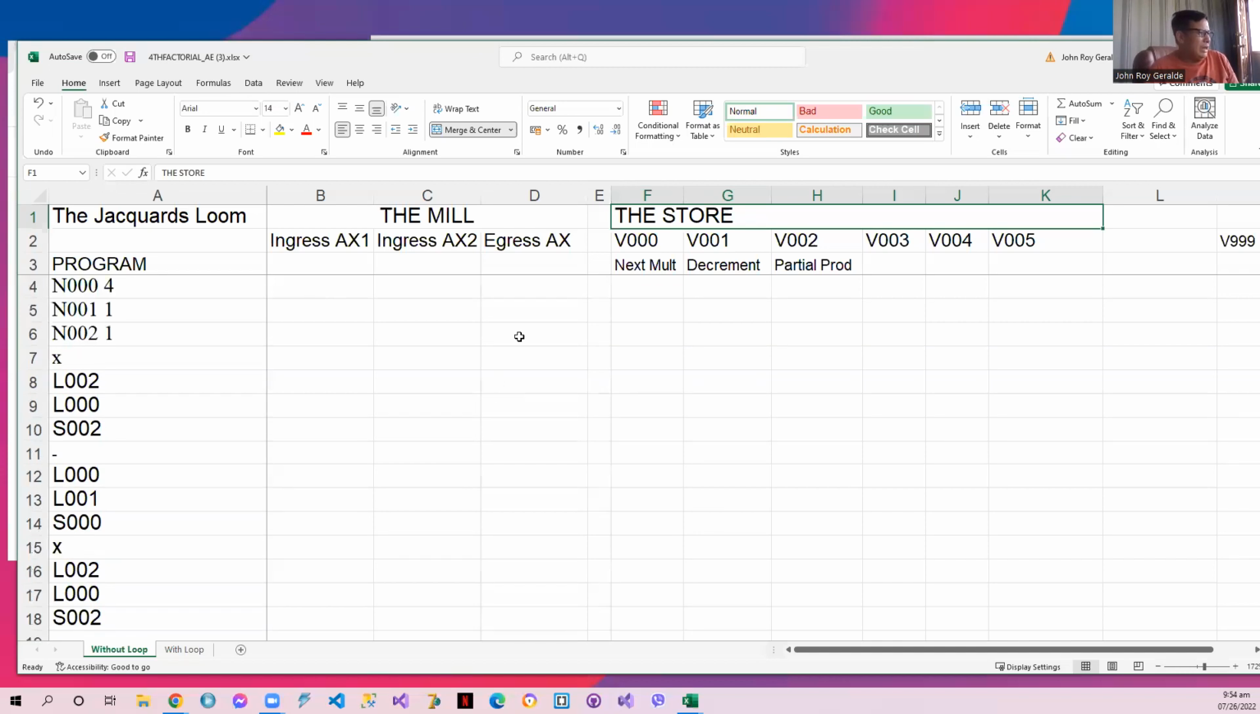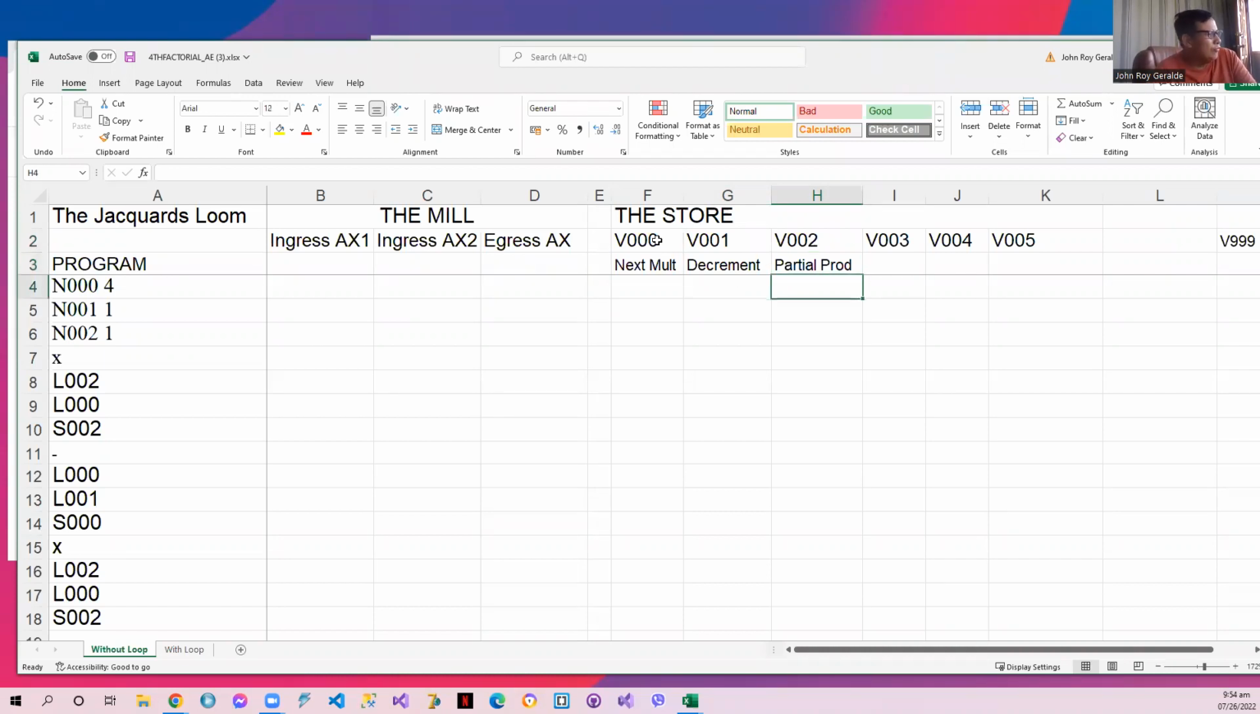We now have here the mill. This is the mill, with ingress axis 1, ingress axis 2, and the egress axis. And we have here the store. Each component in the store is labeled V0, V1, V2, V3, or sometimes ST000, ST001. And we have a slight remark here. This is the fourth factorial program. V000 here is used as the next multiplier. V001 is the decrement and V002 is the partial product. In the end, we will have the final product in V002. So are you ready?